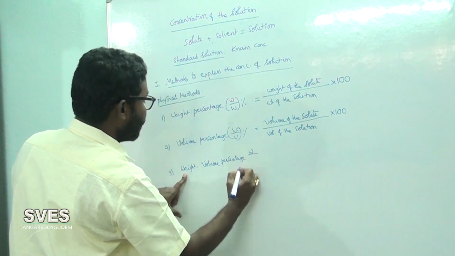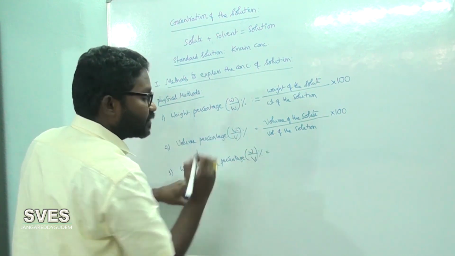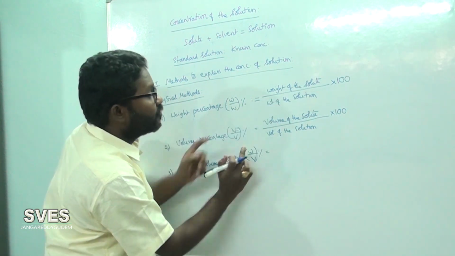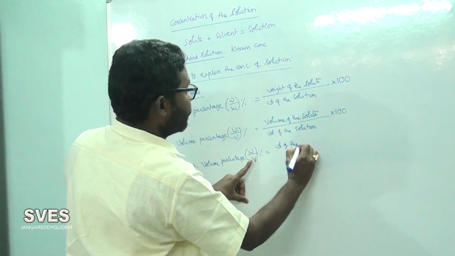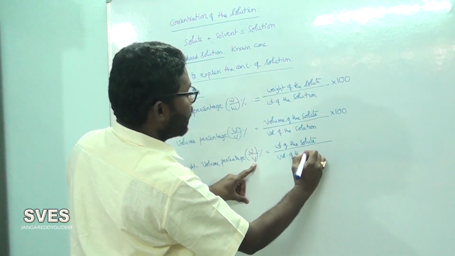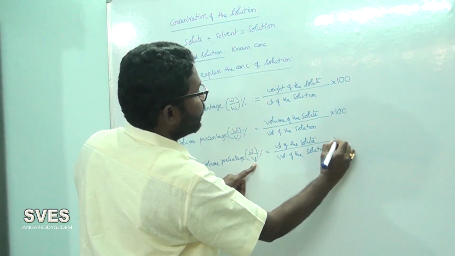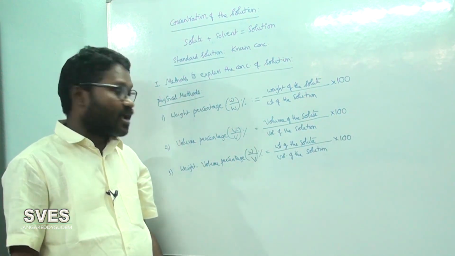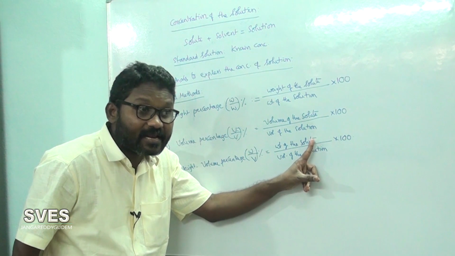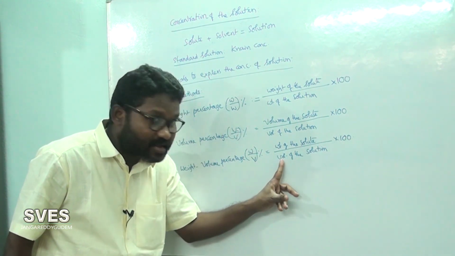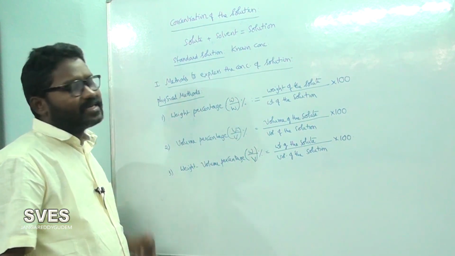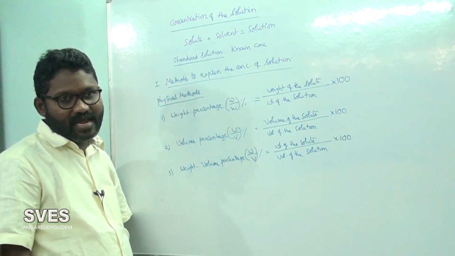The next one is weight volume percentage, W by V percent. What about W? The numerator W belongs to the solute. So, weight of the solute by volume of the solution into 100. How can we define weight volume percentage? The weight of the solute expressed in grams present in 100 ml of the solution is called weight volume percentage. These are the physical methods employed to express the concentration of the solution.